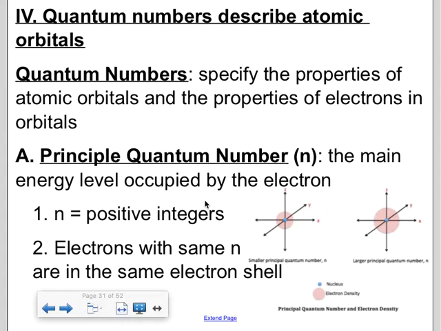For energy levels on the periodic table, we have the first row, hydrogen and helium. The second row would be n equals 2, then n equals 3, all the way down to 7. So which energy level is that electron in?